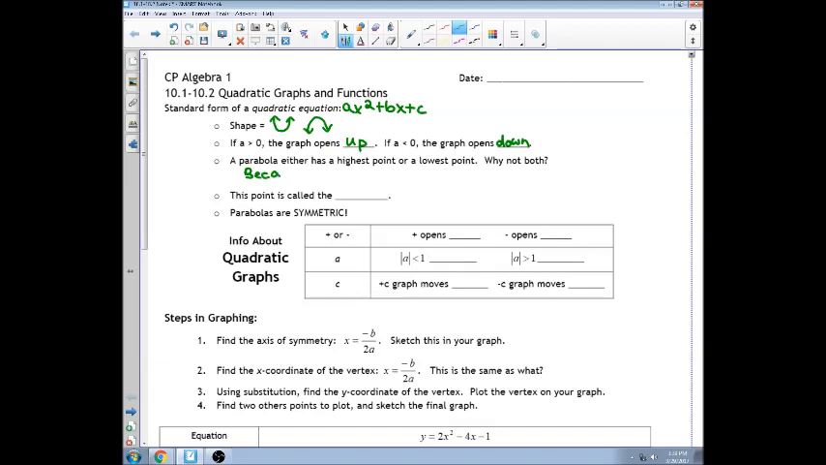Because as it opens, let's call them the legs of the parabola, open away from each other. Okay? This point, either the highest point or the lowest point, is called the vertex.